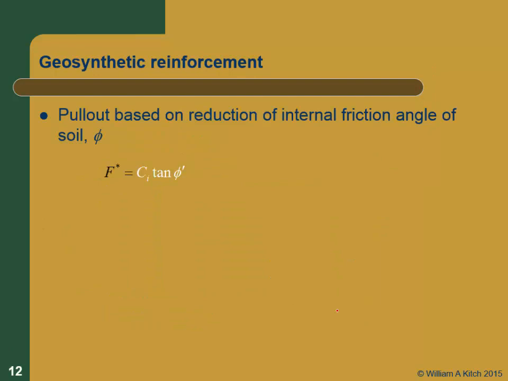For geosynthetic soil, we base the pullout resistance differently. We just assume that we have an interface friction. We calculate the friction angle of the soil, and we reduce the frictional component for the geosynthetics based on some factor times the internal angle of friction of the soil, because it's easy.